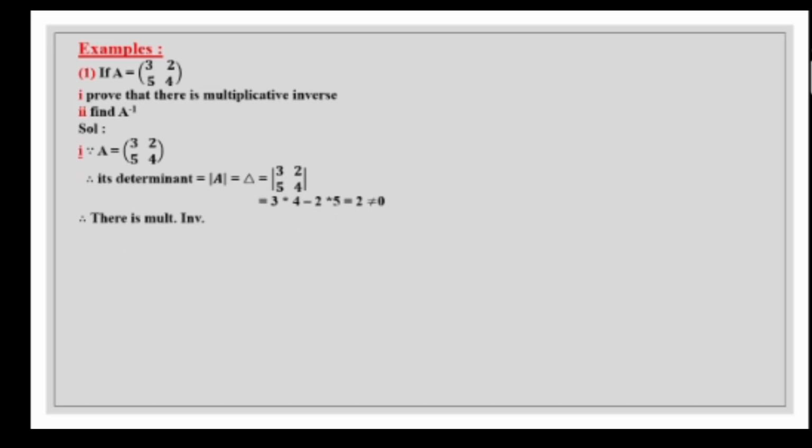Since matrix A equals 3, 2 and 5, 4, therefore its determinant delta equals the determinant of 3, 2 and 5, 4, which equals 3 times 4 minus 2 times 5, which equals 2, different than 0. Therefore, the multiplicative inverse of this matrix exists.